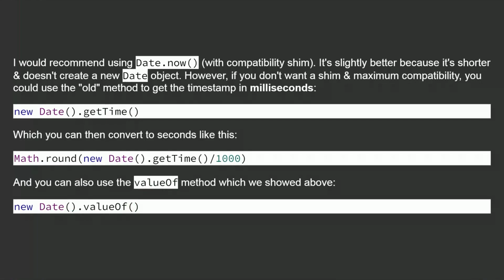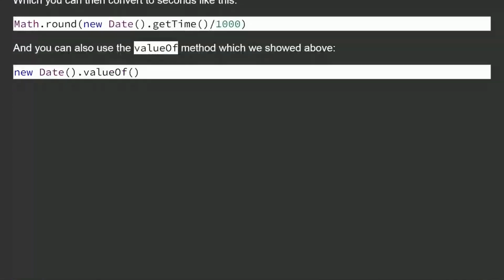However, if you don't want a shim and want maximum compatibility, you could use the old method to get the timestamp in milliseconds: new Date().getTime(), which you can then convert to seconds like this: Math.round(new Date().getTime() / 1000). And you can also use the valueOf method which we showed above: new Date().valueOf().